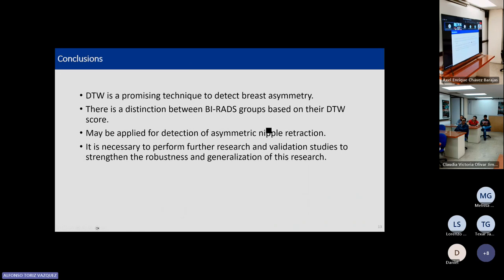So based on our work, what did we conclude? DTW is a promising technique to detect breast asymmetry. There is a distinction between groups based on their DTW score. This information can be explored more in our paper. I didn't want to include all the tables. It may be also applied for detection of asymmetric nipple retraction, but it is necessary to perform further research and validation studies to strengthen the robustness and generalization of this research.